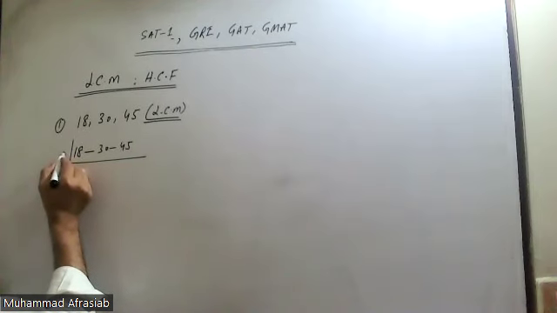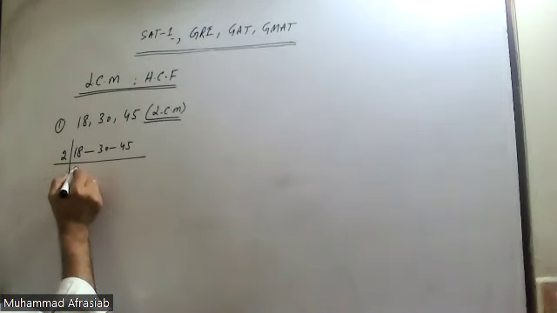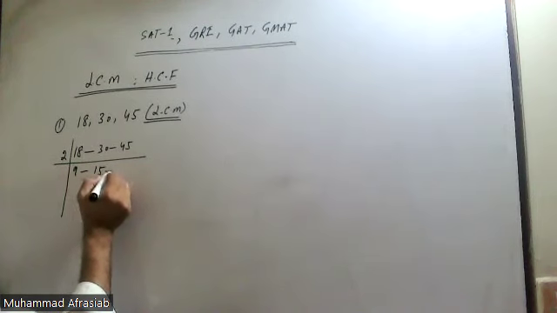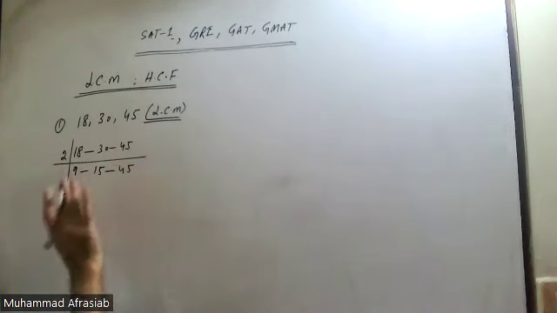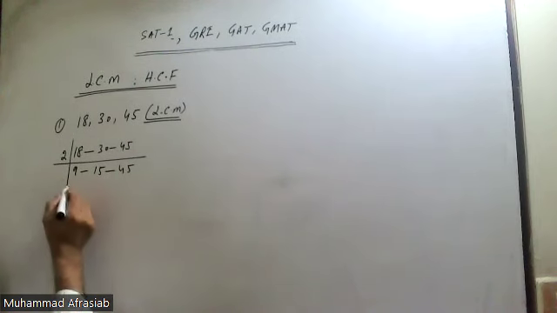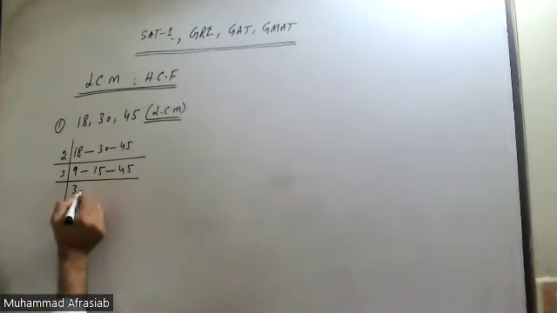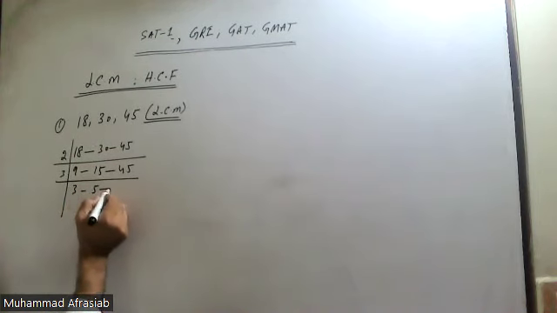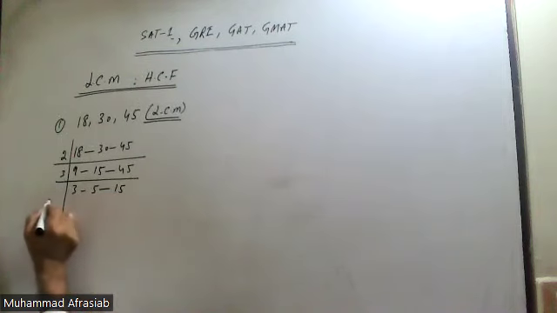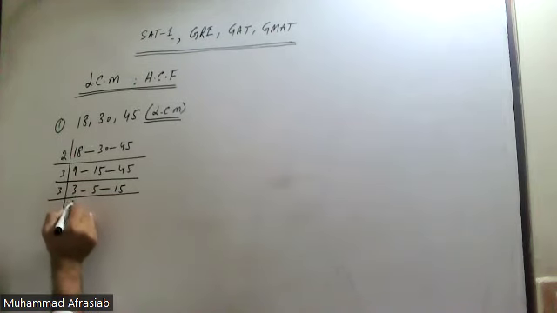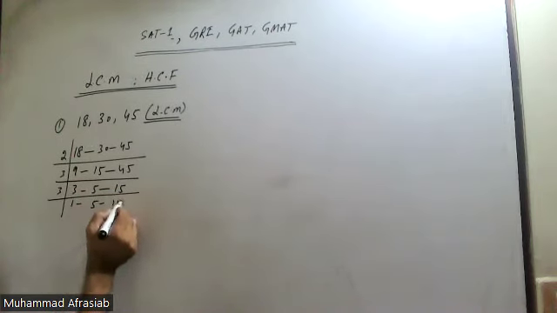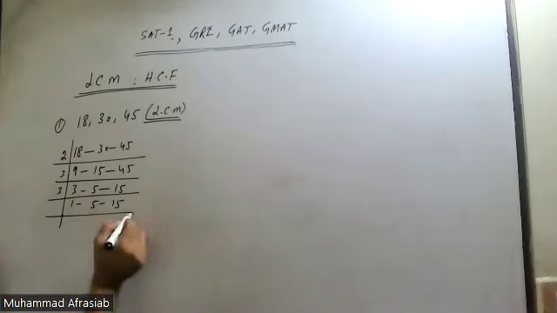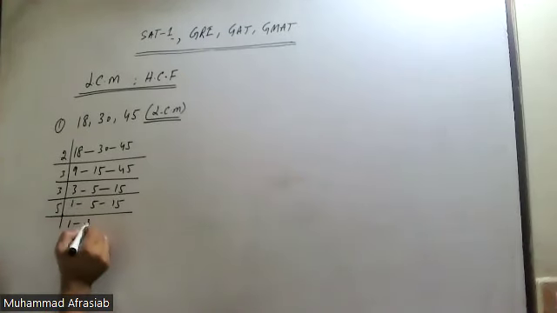You will start from the prime number 2. It is 2, 15, 45 as it is, which is not divisible, so you have to write it as it is for that number. Then this number is 3, 5 and 15. Then again by 3. Then it is by 5. And then it is by 3.